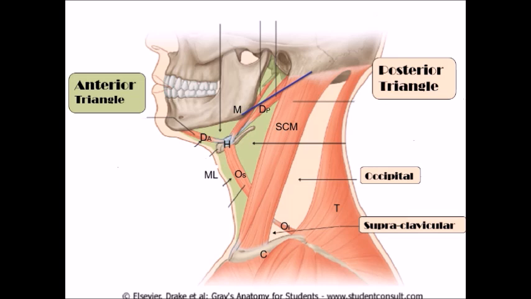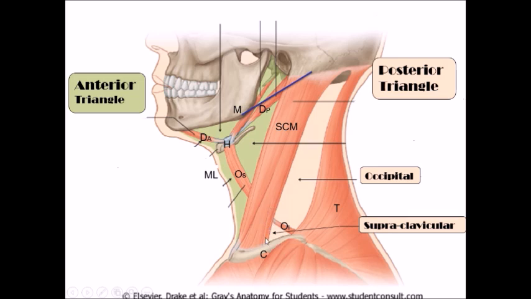Now going to the next triangle, the smaller triangle in the posterior triangle, that is called the supraclavicular triangle. It is called supraclavicular because it is above the clavicle. Supra means above, so it is called the supraclavicular triangle. This is also called the subclavian triangle. We will discuss that.